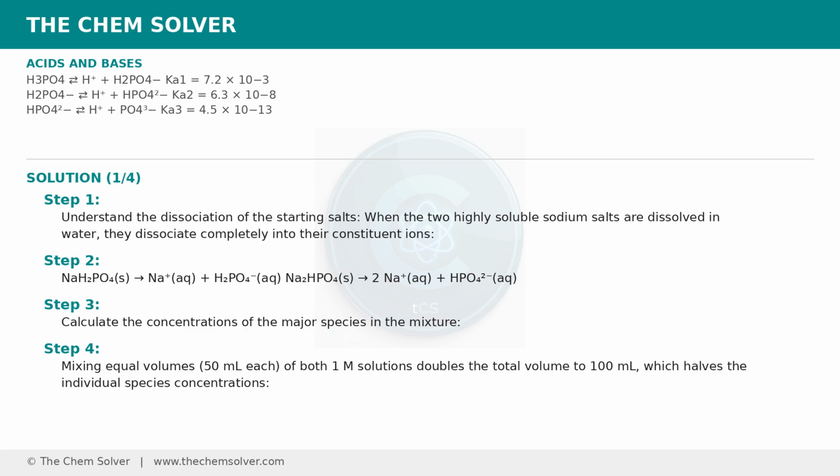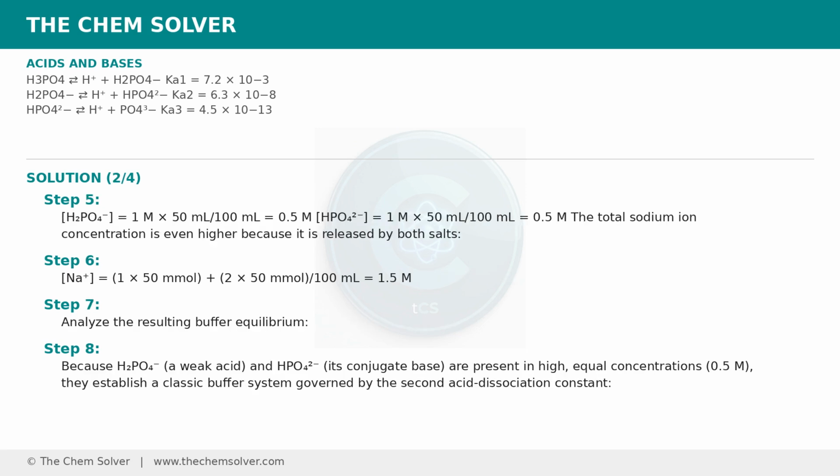Calculate the concentrations of the major species in the mixture. Mixing equal volumes, 50 milliliters each, of both 1 molar solutions doubles the total volume to 100 milliliters, which halves the individual species concentrations. H2PO4⁻ equals 1 molar times 50 milliliters over 100 milliliters equals 0.5 molar. HPO4²⁻ equals 1 molar times 50 milliliters over 100 milliliters equals 0.5 molar.